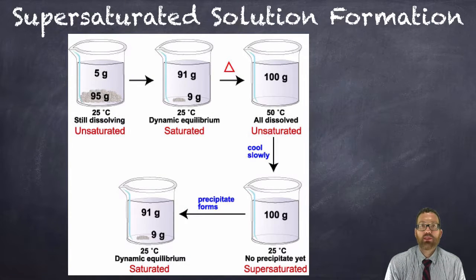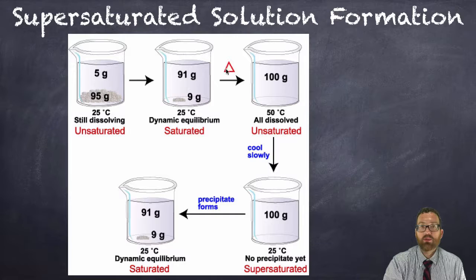A supersaturated solution can be formed by a process like this. So if I have 100 grams of solute, and I'm dissolving it in this solvent here at 25 degrees Celsius, and 5 grams of it dissolve, but 95 grams are still dissolving, the solution at this point is said to be unsaturated. Eventually, 91 grams will dissolve and 9 grams won't. And at that point, it has reached equilibrium and the solution above is now saturated. Okay, so at 25 degrees Celsius, it can hold 91 grams.